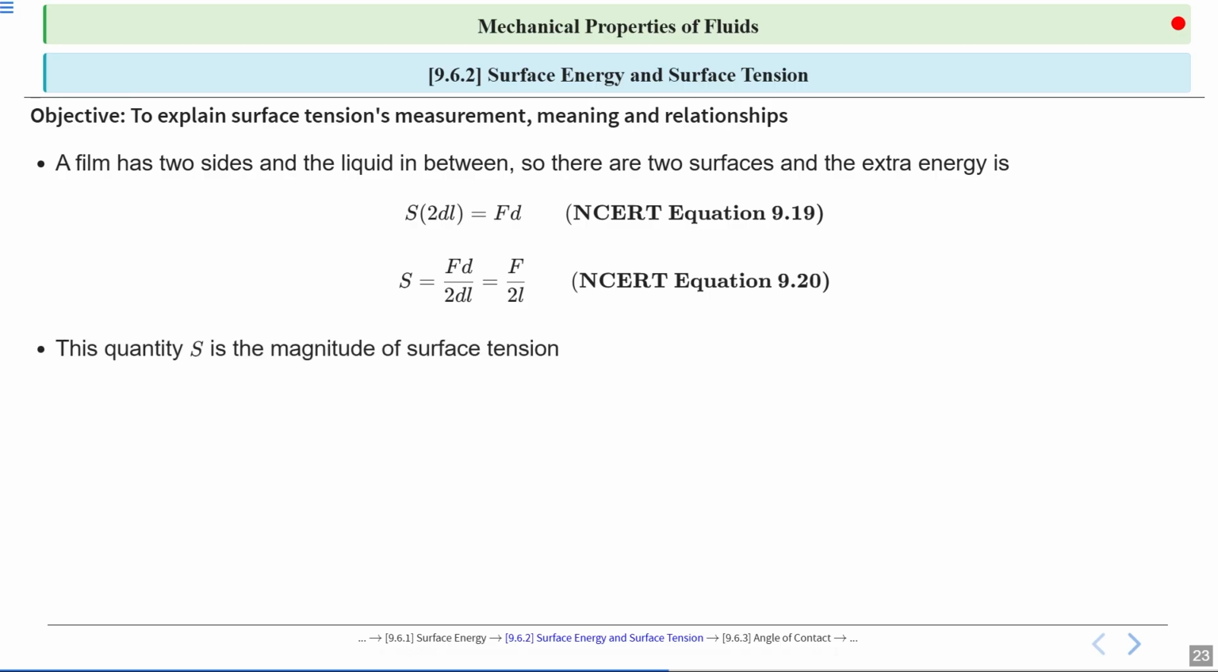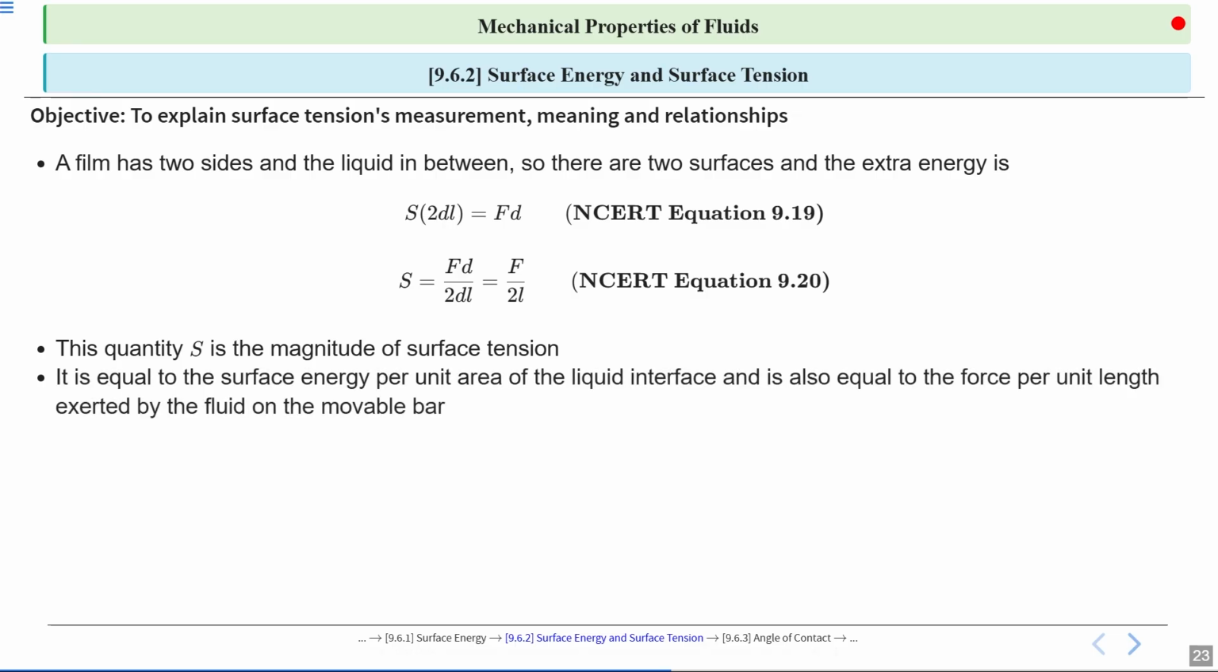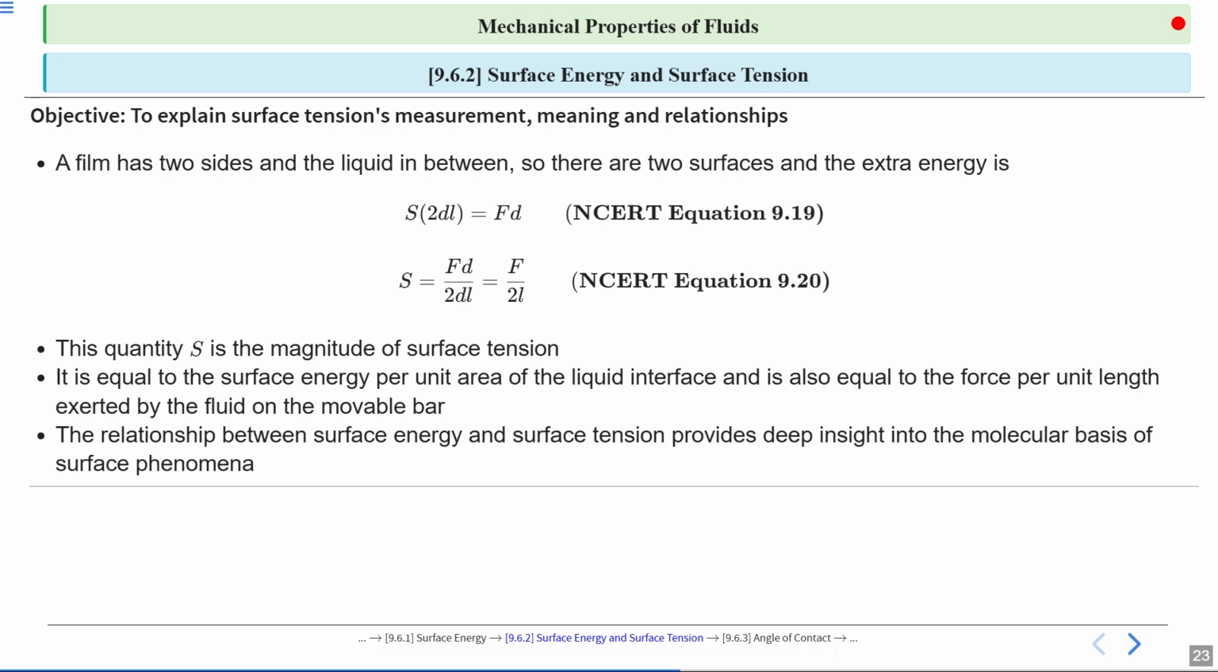This quantity S is the magnitude of surface tension. It is equal to the surface energy per unit area of the liquid interface and is also equal to the force per unit length exerted by the fluid on the movable bar. The relationship between surface energy and surface tension gives us deep insight into the molecular behavior at the surface of liquids. Understanding this connection helps explain why surface phenomena like the formation of droplets or bubbles occur.